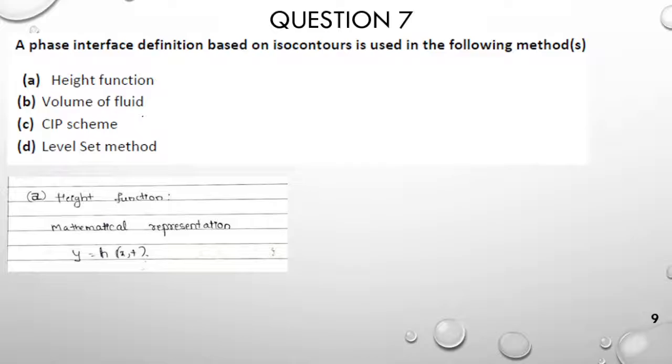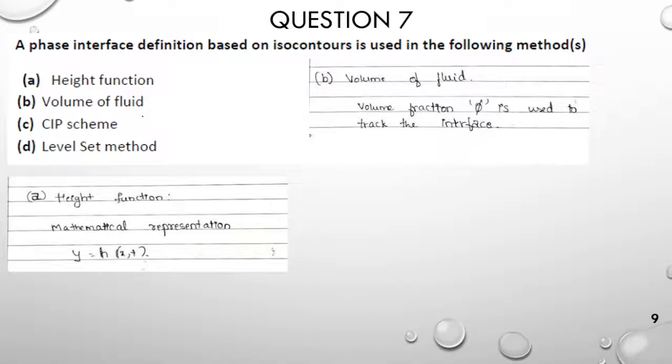And that is why for this question option D should be correct, but let us also look at the other options. Height function is actually a mathematical representation. There are no contours, it is just a mathematical representation to calculate the exact location of the interface. And then in volume of fluid you use volume fraction, you do not use this iso contour approach, you just use some volume fraction to track the interface.